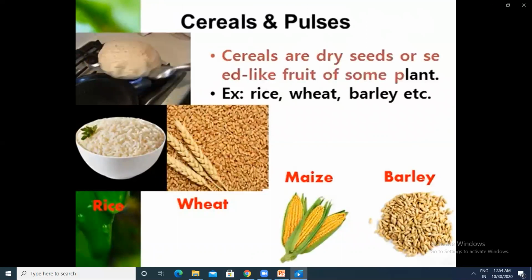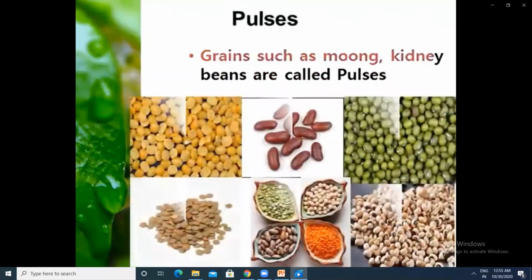So besides that, children, we get some cereals and pulses. As we already know, cereals are dry seeds or seed-like fruits of some plants. For example, rice, wheat, barley, etc. They are all examples of cereals. From the wheat we get chapatis. We love to eat rice, and we also love eating corn in rainy seasons.